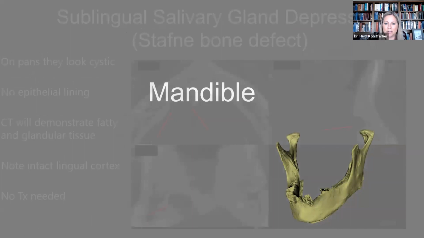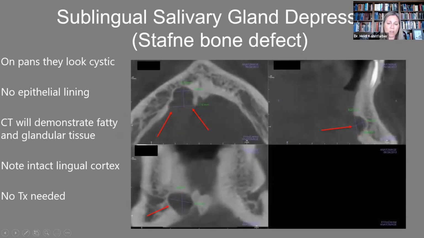All right, let's talk real quickly about our mandible. We can have salivary gland depressions. It's called a Stafne bone defect. I know you learned about it in dental school. We tend to think about it as being in the submandibular gland region, but it can be anywhere that you have glandular tissue.